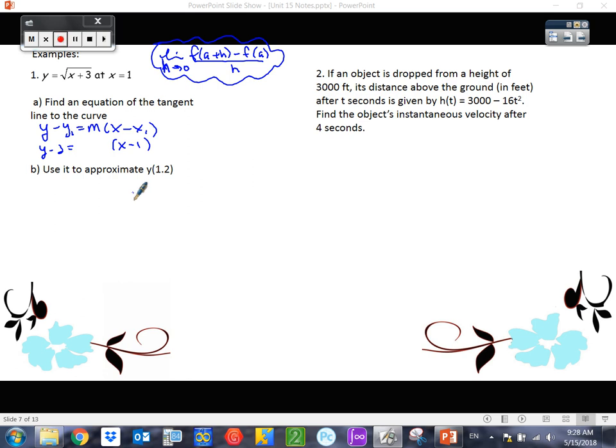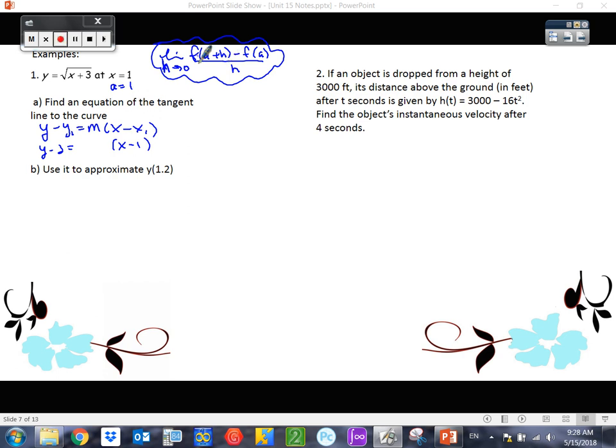So what I'm going to do is take the square root of x plus 3, and put it inside this formula. It's important for us to know what a is. Okay, we need to know what a is before we start plugging in. A, in this particular instance, is 1. A is the x value. Okay, so a is the x value. Everywhere there's an a, I'm going to put a 1.